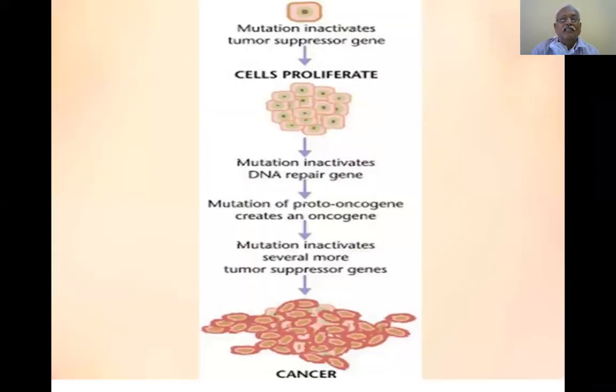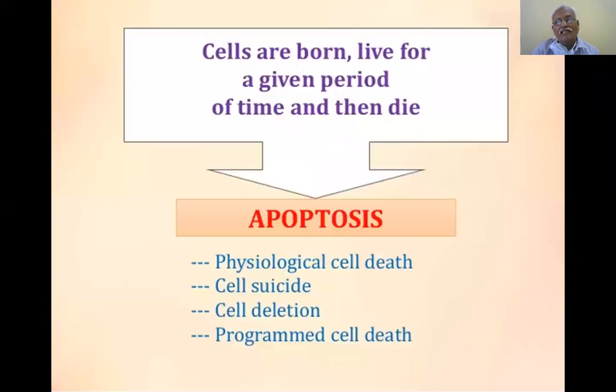Mutation inactivates the tumor suppressor gene. That is the most important thing we have to remember. And the cells will proliferate without any control. And the mutation inactivates the DNA repair gene also. So there is cell proliferation, there is no DNA repair gene, so all this can cause harm to the cell. Mutation of proto-oncogene creates an oncogene, and mutation inactivates several more tumor suppressor genes, and all these things put together lead to the development of cancer.